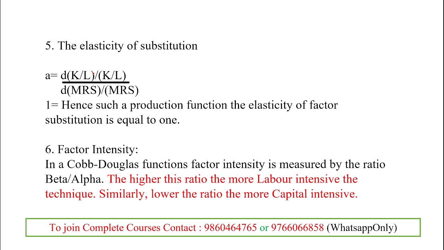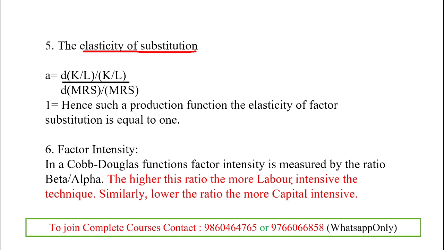Then elasticity of substitution, that is, the elasticity means the elasticity of input to output here. For such a production function, the elasticity of factor substitution is equal to 1. That is the change in K by L, the ratio of capital to labor, the changed ratio, over the previous ratio. And also MRS means the change in the marginal rate of substitution over the initial MRS. So the change in the capital by labor ratio divided by the change in the MRS shows the elasticity of substitution. Here the two terms, elasticity and substitution, are both done in the one equation. Okay, that is delta K by L divided by K by L, whole divided by delta MRS by MRS.